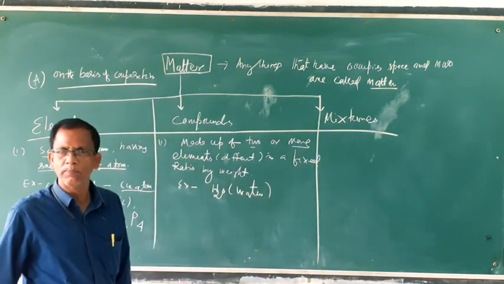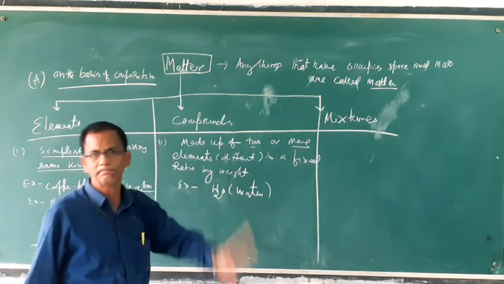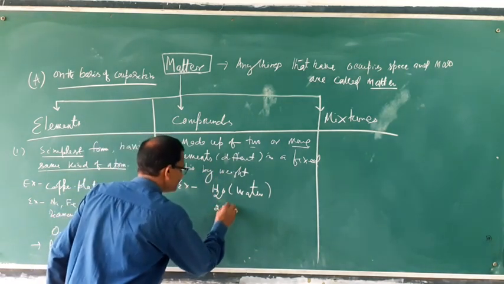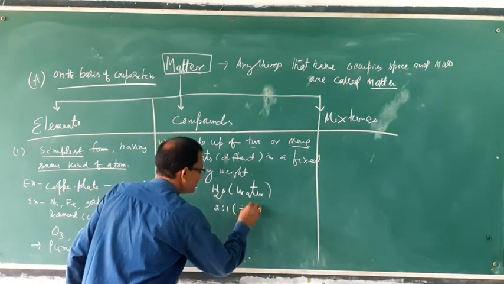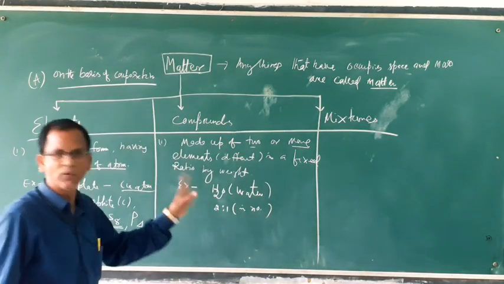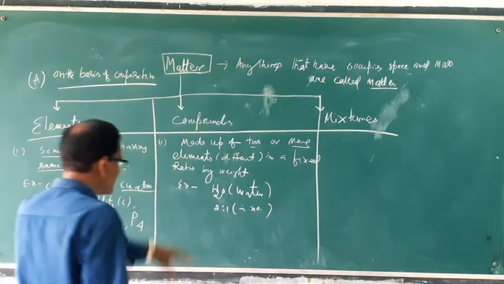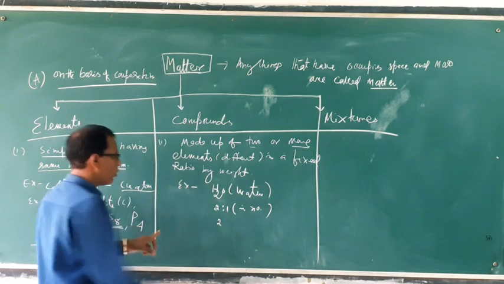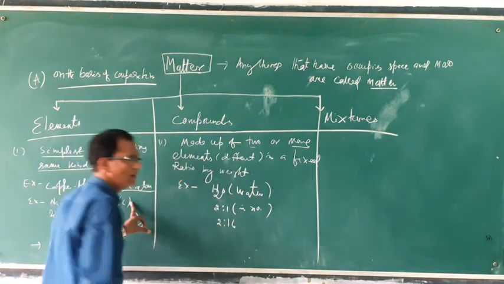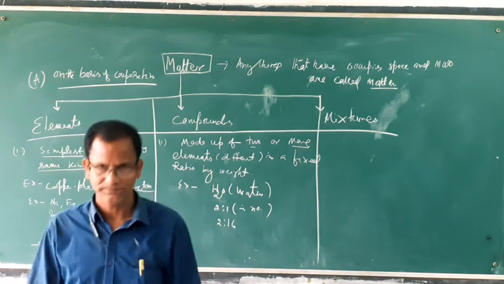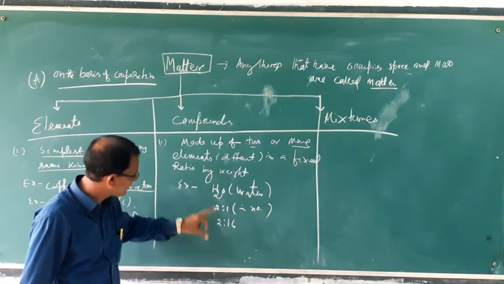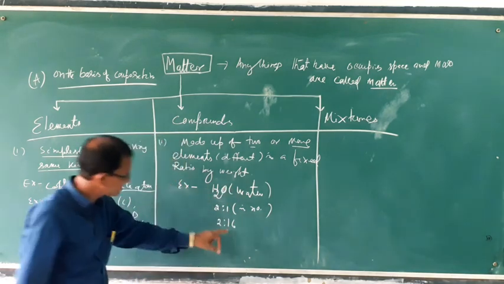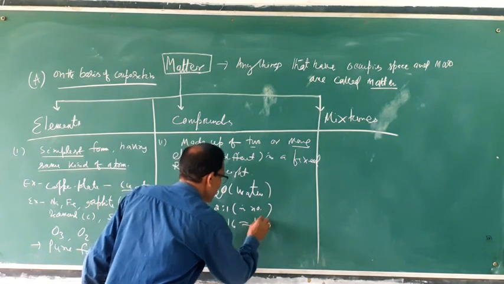We know water is a compound because it is made of hydrogen and oxygen. How many parts in number? In number it is 2:1. In weight, hydrogen is having 2 parts by weight. Oxygen weight is 16, because oxygen mass is taken as 16. So, if you compare the total mass of hydrogen and the total mass of oxygen, the ratio is 1:8.